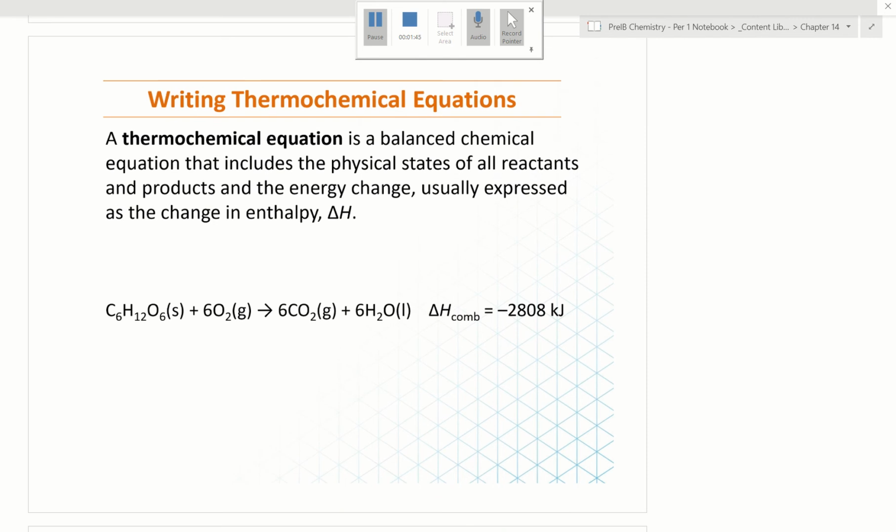So a thermochemical equation is a balanced chemical equation that includes the physical states of the reactants and products and the energy change, usually expressed as the change in enthalpy, or delta H. Change is the delta, enthalpy is symbolized by H.